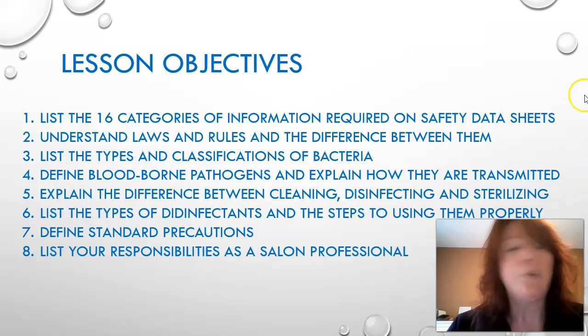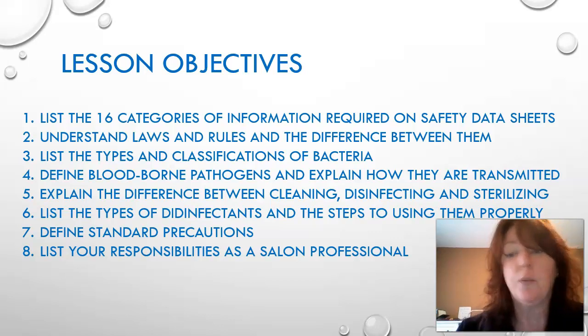So our lesson objectives are: list the 16 categories of information required on the safety data sheets, understand the laws and rules and the difference between them, list the types and classifications of bacteria, define bloodborne pathogens and explain how they are transmitted, explain the difference between cleaning, disinfecting, and sterilizing, list the types of disinfectants and the steps to use them properly, define standard precautions, and list your responsibilities as a salon professional.